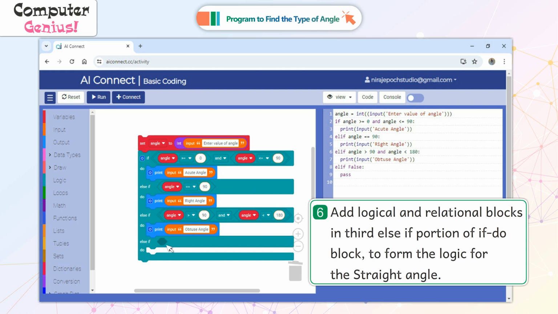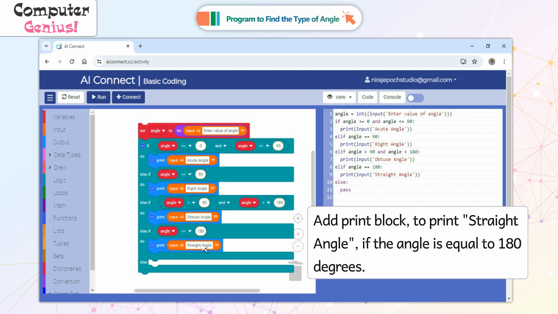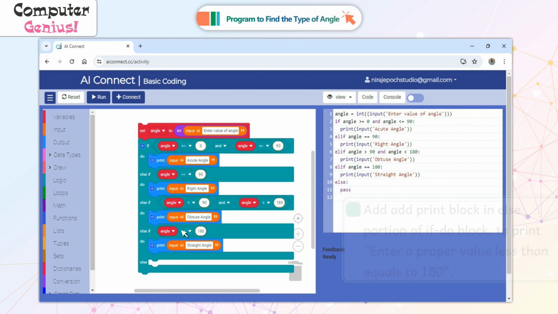Step 6. Add logical and relational blocks in third else if portion of if-do block to form the logic for the straight angle. Add print block to print straight angle if the angle is equal to 180 degrees.